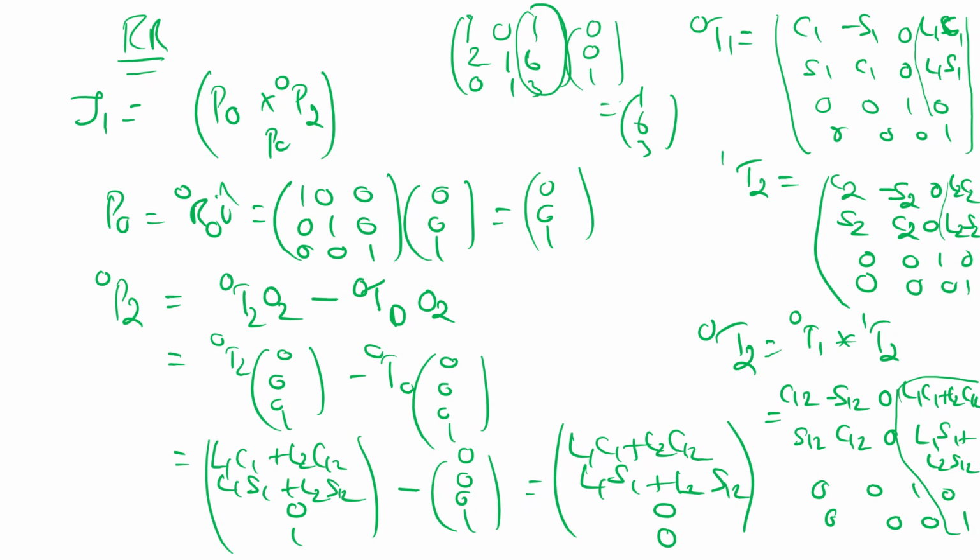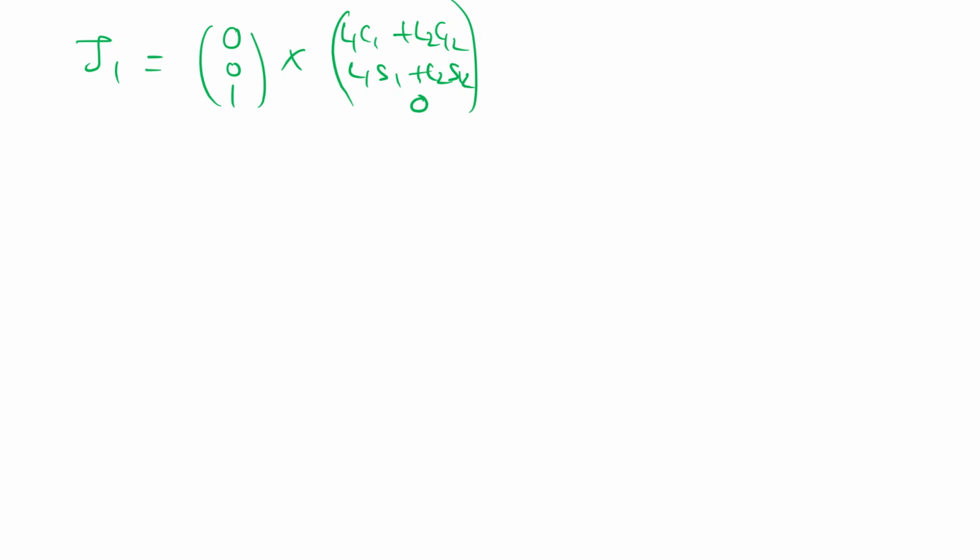So now we have to put it in order. For that, first we have to calculate the cross product. So now I'll put that. J1 is equivalent to, first one is P0, cross product. So it is L1 C1 plus L2 C12, L1 S1 plus L2 S12 and 0. And then here you have 0, 0, 1. So this is my Jacobian.